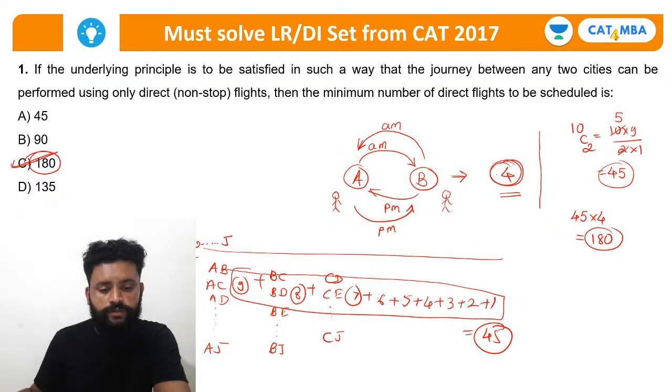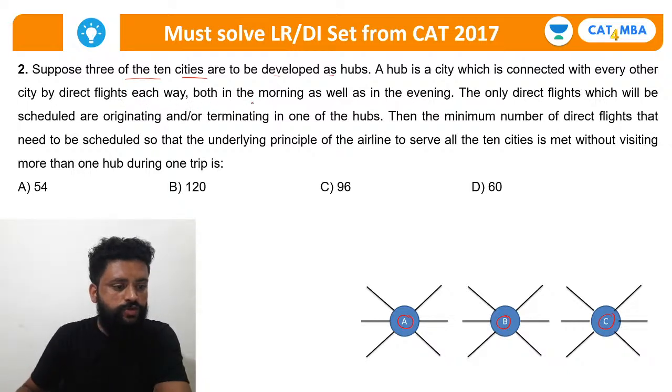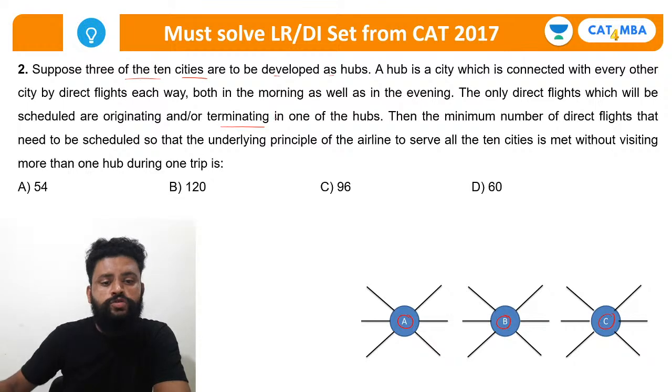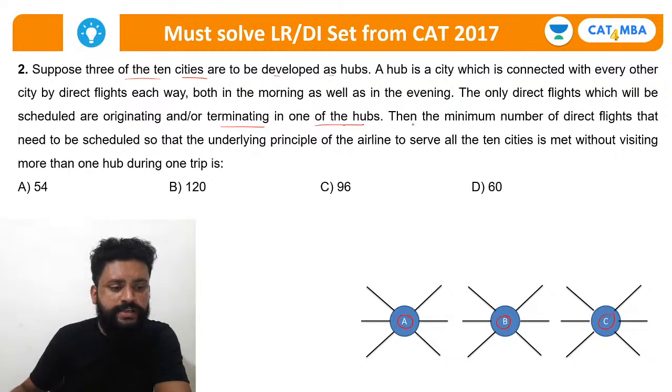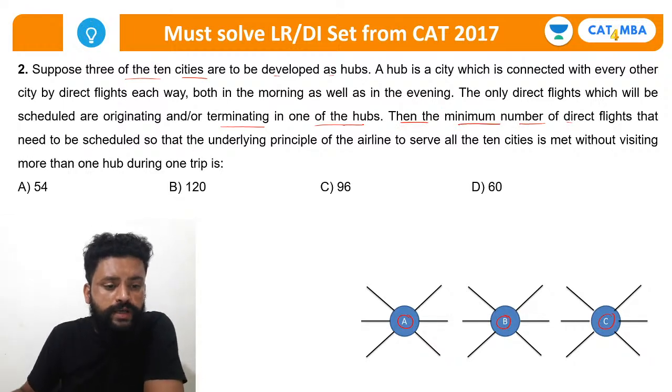Hopefully all of you understood how to solve this question. Now let's move to the next question. Suppose 3 of the 10 cities are developed as hubs. So these are the hubs A, B and C. A hub is a city which is connected to every other city by direct flights each way, both in the morning as well as in the evening. The only direct flights which will be scheduled are originating or terminating in one of the hubs. Then the minimum number of direct flights that need to be scheduled.